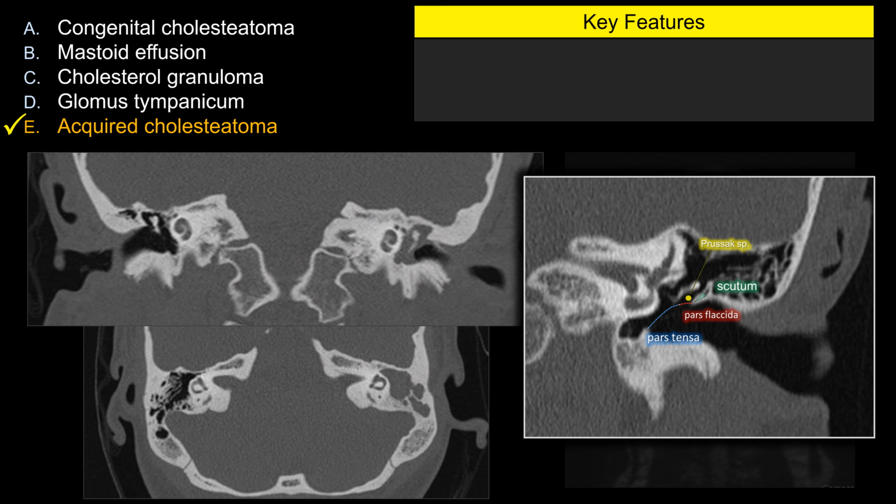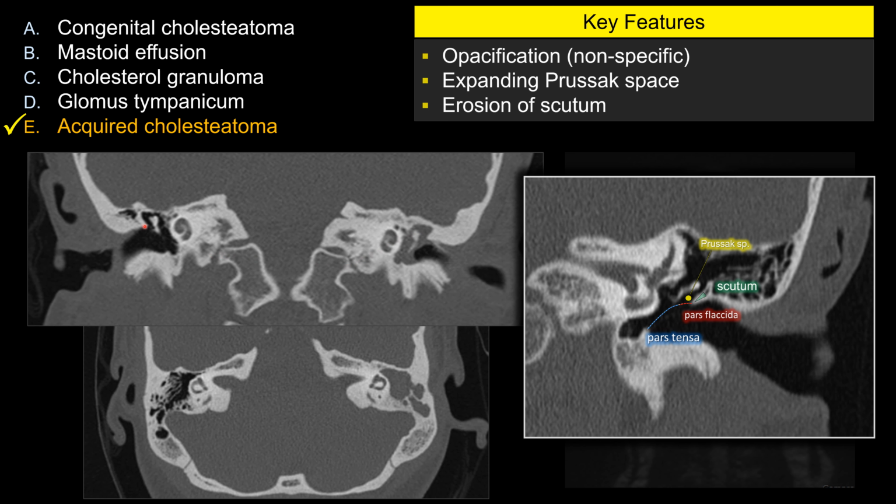So the key imaging findings here: you see complete opacification of the middle ear cavity, as well as extension into the mastoid antrum and the mastoid air cells. But this finding is not very specific. Another more specific finding is an expansion of the Prussak space. If you contrast that to the normal side, where the Prussak space is clear and not expanded, sitting above the pars flaccida, the Prussak space here is expanded. Also look at the sharp scutum on the other side. On the affected side, the scutum is blunted, or there's evidence of erosion of the scutum.